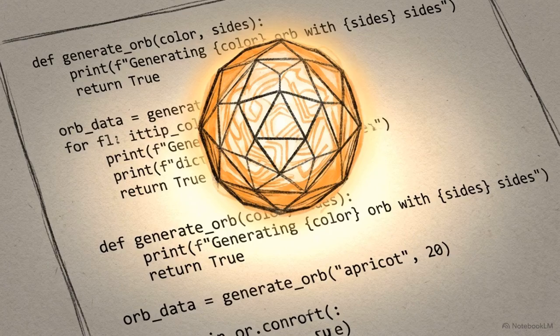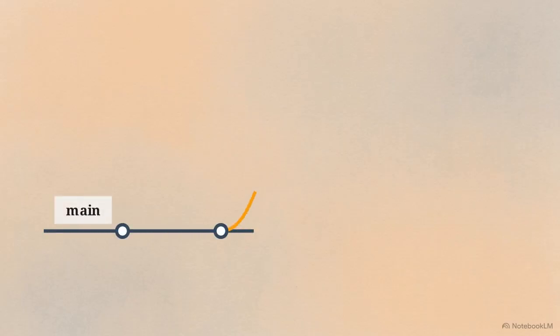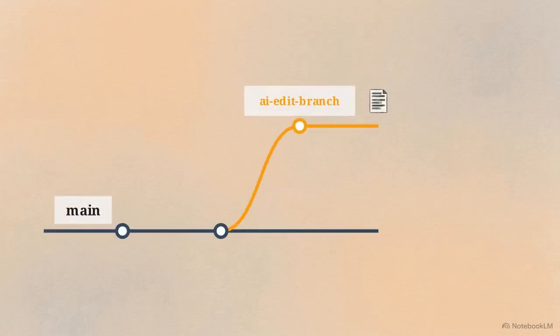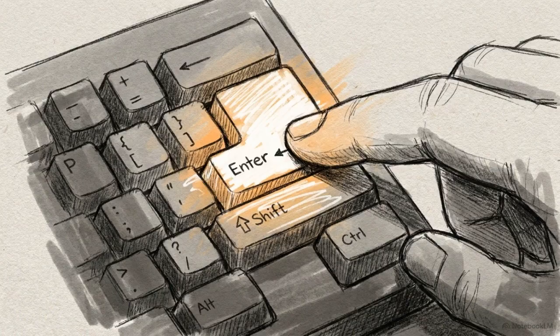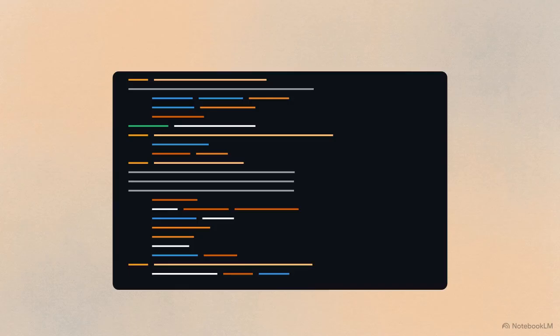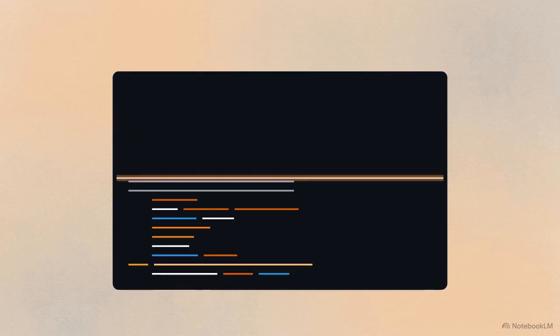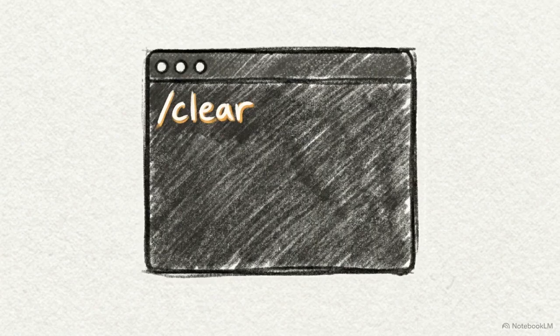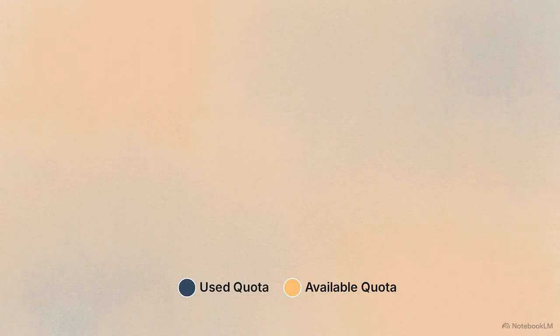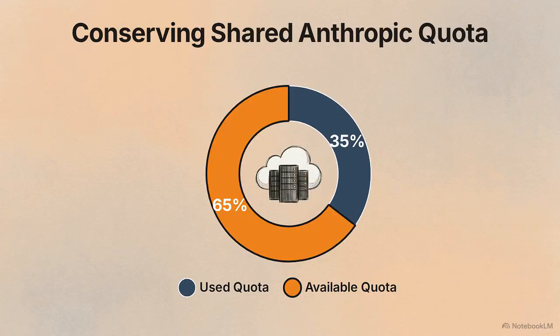Because Claude Code edits your source files directly, you should always work in a new Git branch. This allows you to review all changes before they are committed to your main codebase. Between different tasks, use the /clear command. This wipes the current conversation and resets the assistant's working memory. Using /clear prevents the AI from getting confused by previous, unrelated tasks and helps conserve your shared Anthropic processing quota.